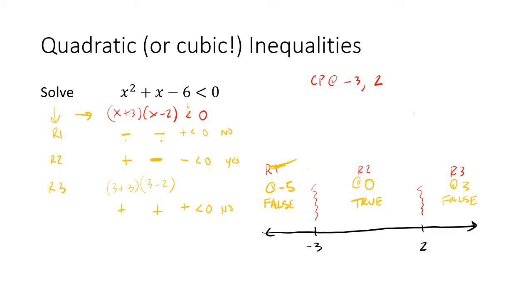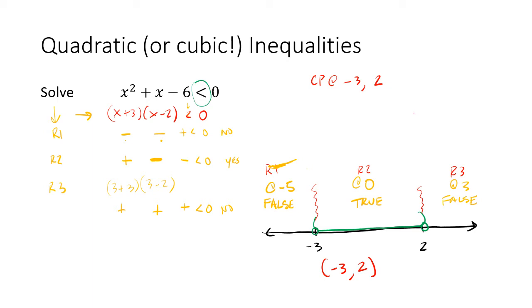So where do we shade? We shade where it's true. It's this part, okay? And because it's not an or equal to, there are open circles here, right? Or they're parentheses, either way you want to do that. Then to finish the problem, you just write the answer in interval notation. So it's -3, comma 2, which is what we saw on the graph.